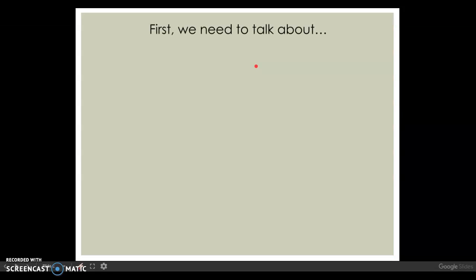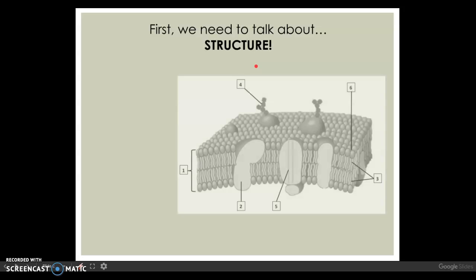Before we talk about the process of cell transport, we need to talk about the structure of the cell membrane. This here is an animated picture of the cell membrane. I did ask you to draw one in your notebook, and this might help you understand what those parts are. Number 1 here refers to the cell membrane and everything else that's inside of it.